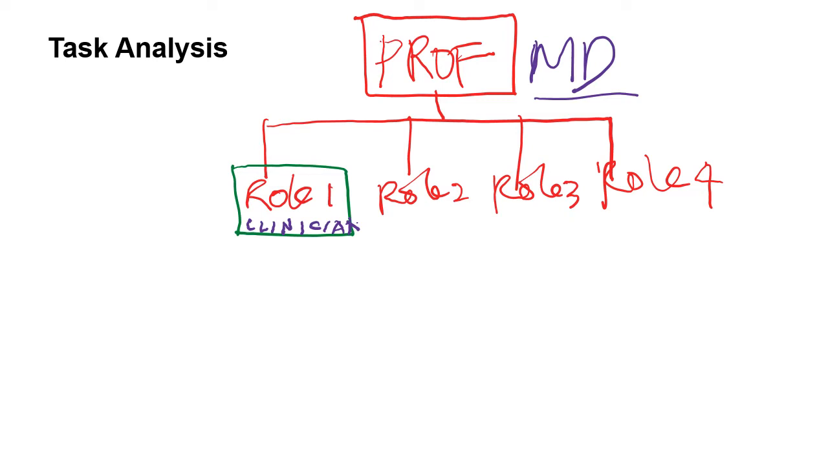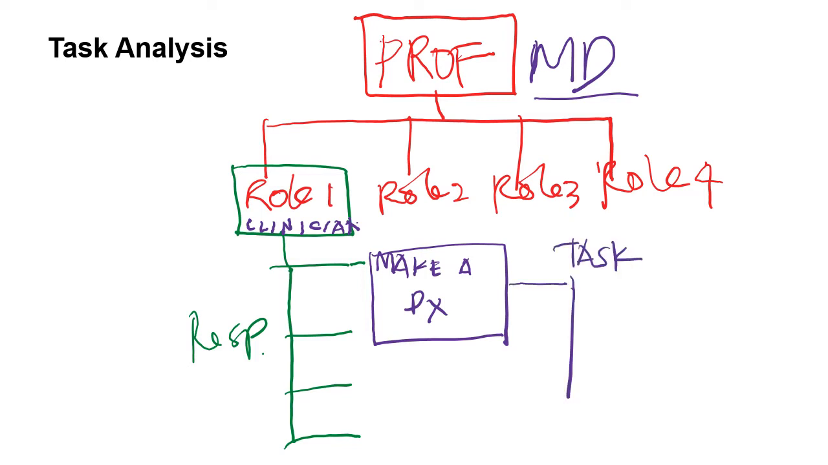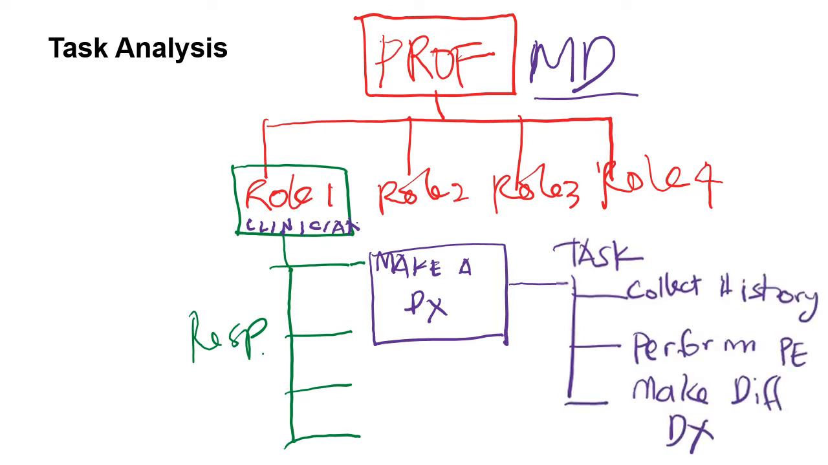For each role, you need to identify responsibilities needed to be able to perform the role. In this example, we break down the clinician role into several responsibilities. One such responsibility is making a diagnosis. Next, we break down each responsibility to its component tasks. For this example, we break down making a diagnosis to several tasks. All that we have generated will be the source of our intended learning outcomes later in the curriculum design stage.